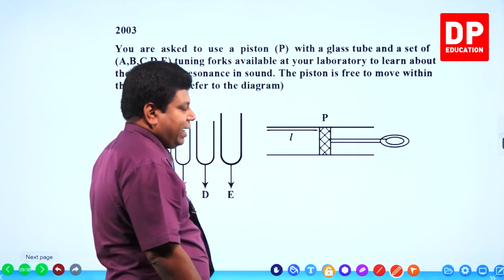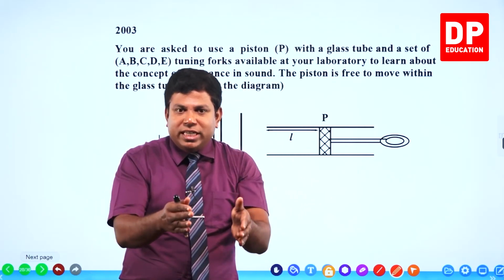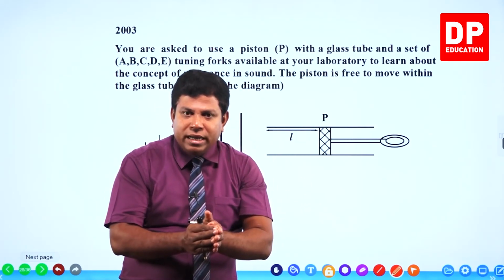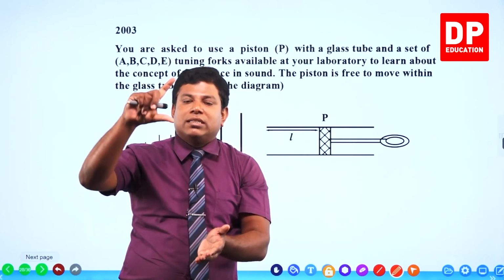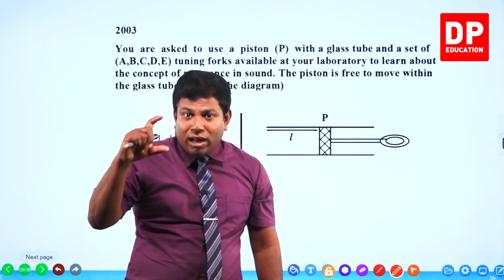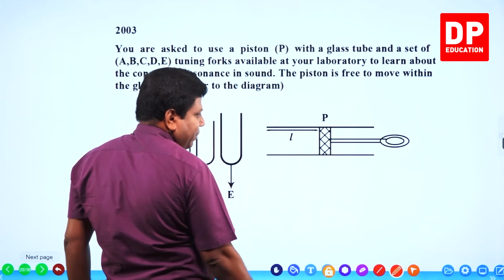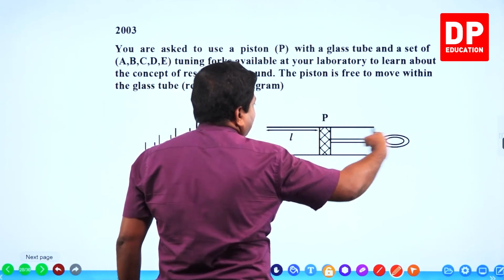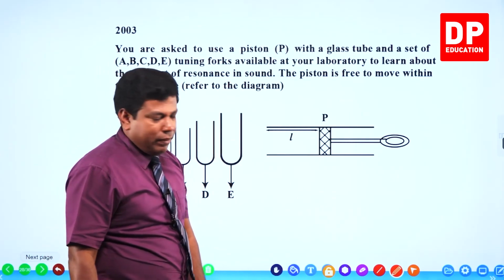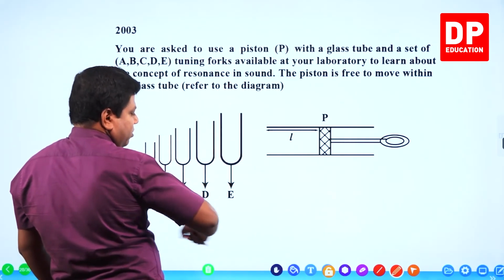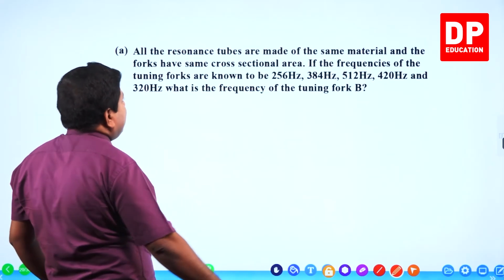So, you remember, in the other experiment, we used the resonance tube where we kept a PVC tube within a water jar and we were raising the PVC tube up and down to change the length of the air column that resonates. See, they are doing the same thing, not with a water jar here. They have a piston. So, by moving this piston in and out, you can change the length of the air column that's going to resonate. Clear? And this is the set of tuning forks they have given to you. Let's see what questions they ask.